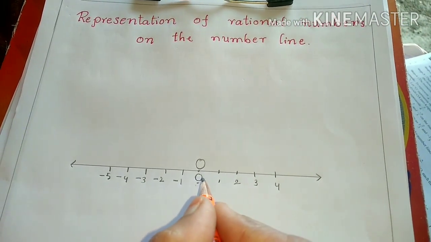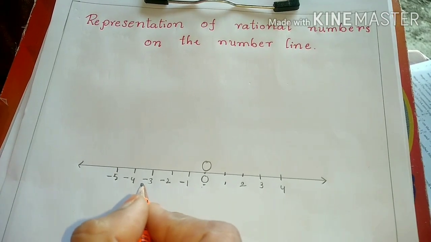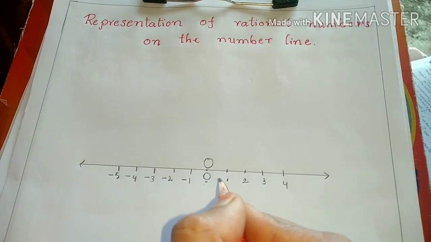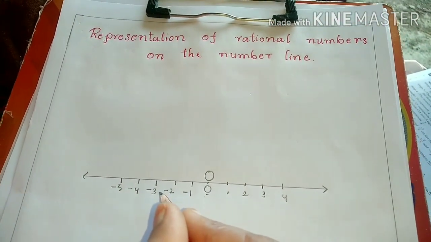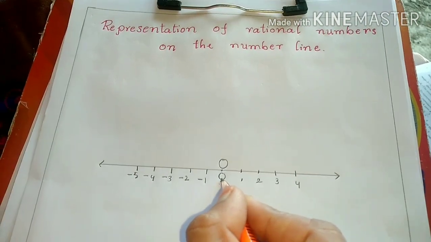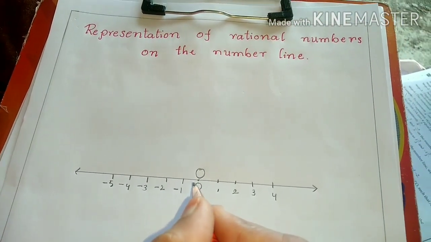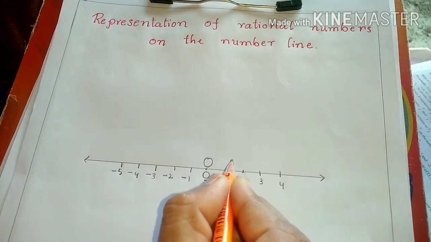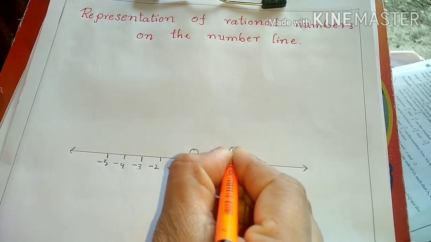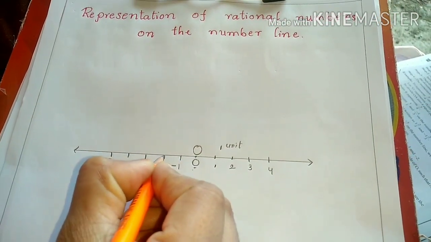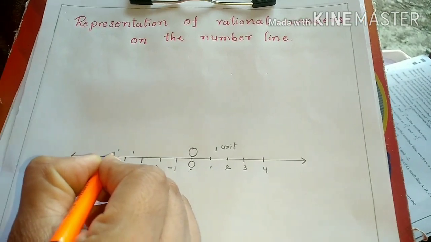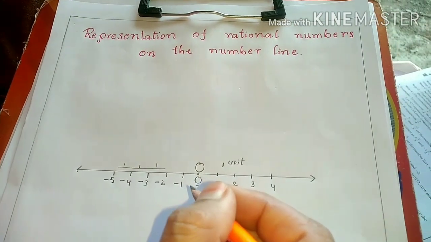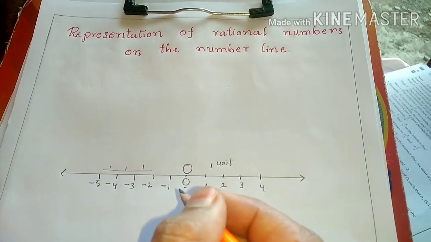Mark points at equal distance on the left side and right side of 0 such that the distance between two adjacent points is 1 unit. You have to take from here to here, here to here, only 1 unit. Next, divide the unit into equal parts.